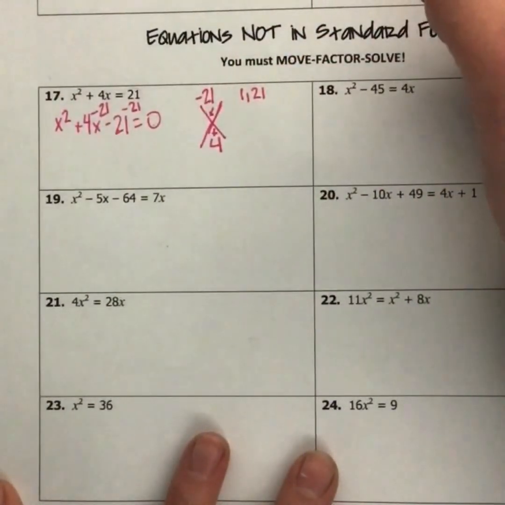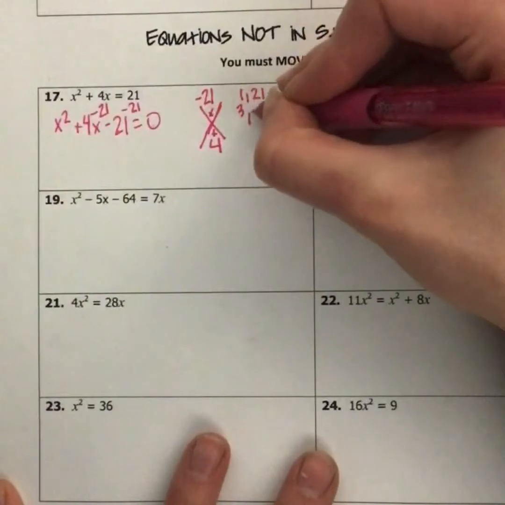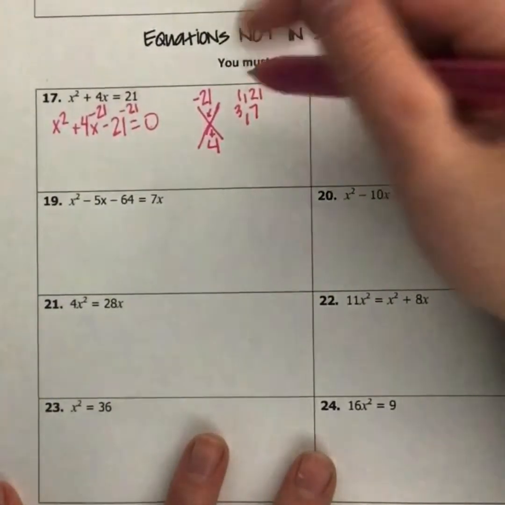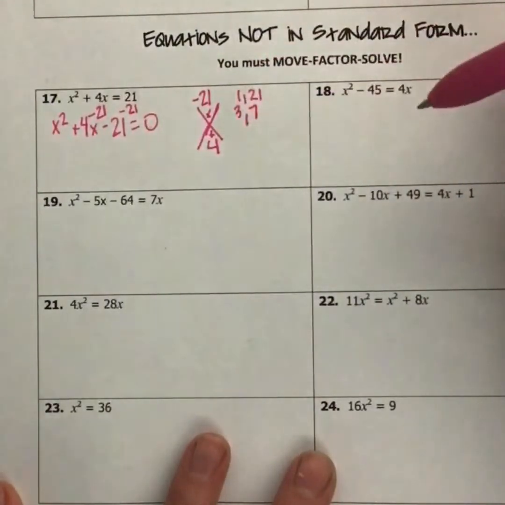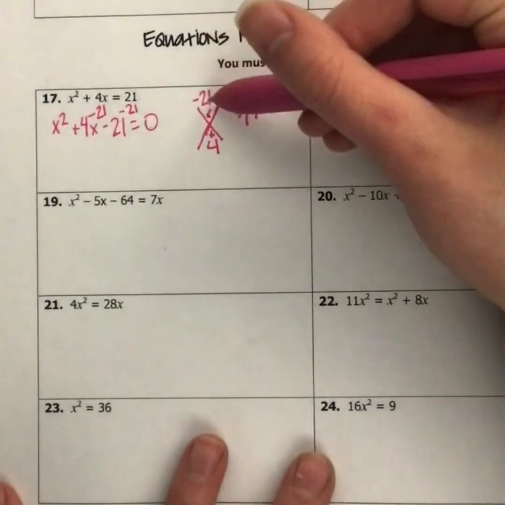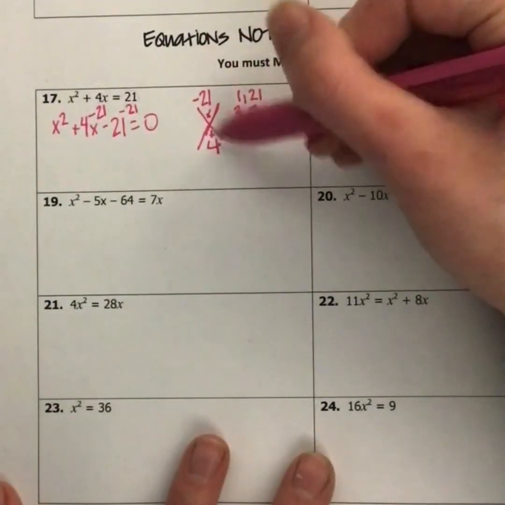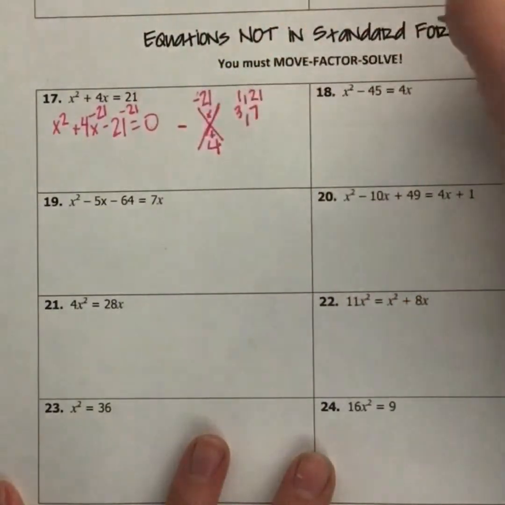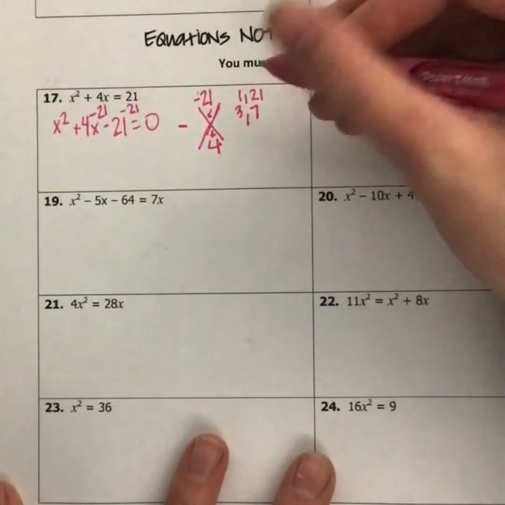2 doesn't work. 3 does. It's 3 and 7. 4 doesn't work. 5 and 6 don't work, and we're back to 7. So these are the only factors for 21. If I need them to add together to give me 4, but multiply to get a negative 21, one of these factors is going to be negative, and it's going to be the smaller one.